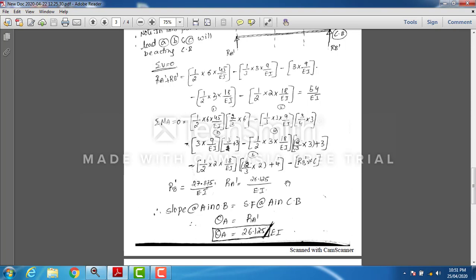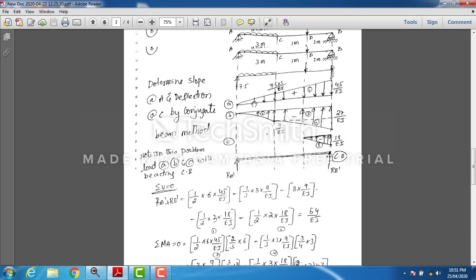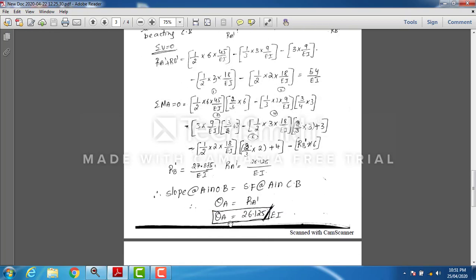So once you get this reaction, most of the problem is over. Next, you are supposed to find the slope at A. The slope at A in the original beam is equal to the shear force at A in the conjugate beam. So the shear force at A in the conjugate beam is RA dash. You know what the RA dash value is, so we know what the slope at A is.